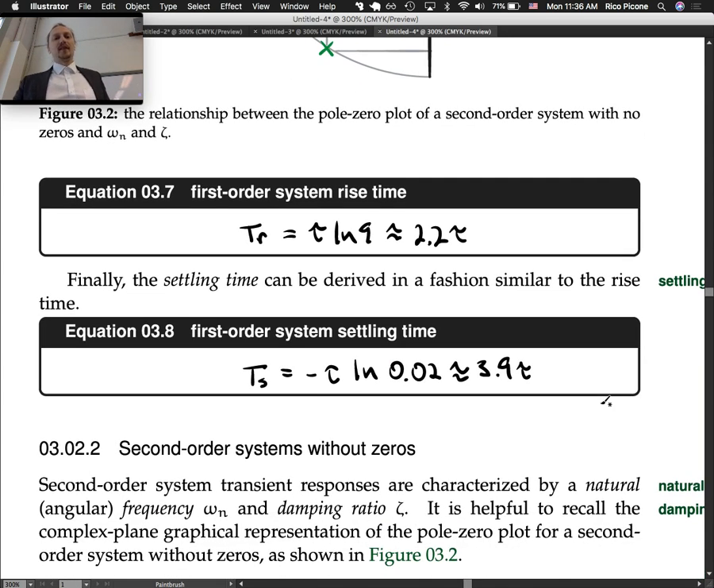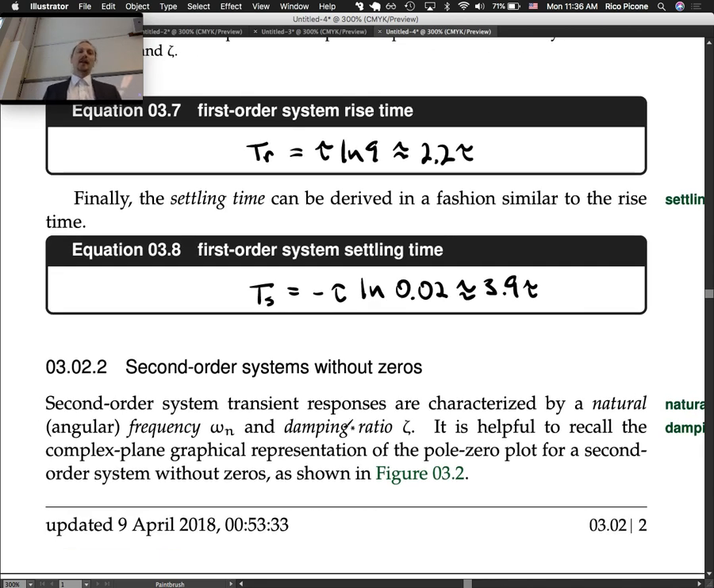So this is the first order settling time. For the first order system without zeros, we solved exactly. The time constant gives us both the rise time and the settling time. Not super eventful though, right? This first order system, there's not a lot going on. Second order systems without zeros are a little bit more involved.